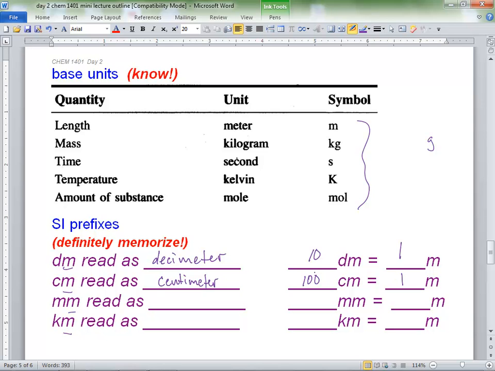M&M, millimeter. If I have a meter, I have 1,000. So these millimeters are extremely small, right? They're the tiny, smallest division on here, right? The bigger one, Km, is kilometer.